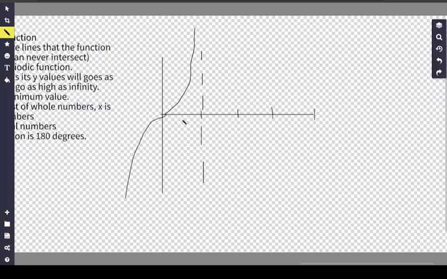Next class, we're going to deal with transformations. We're going to see how these graphs get enlarged, or get a horizontal stretch, a compression, and a vertical stretch and compression.